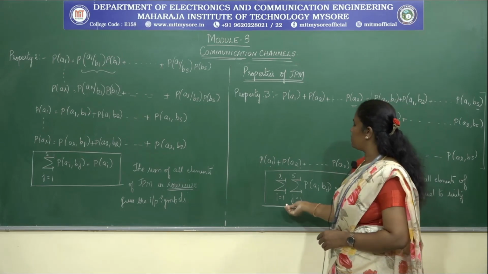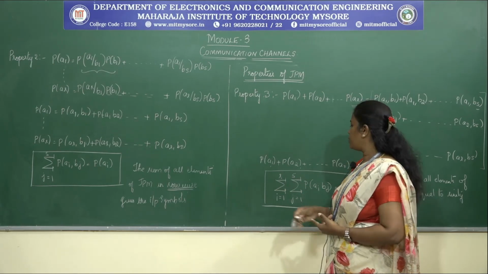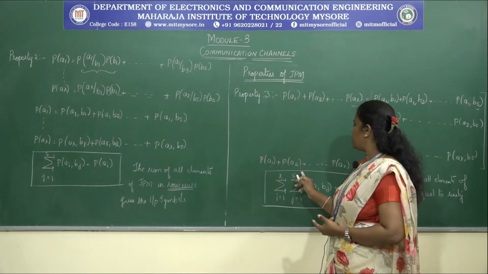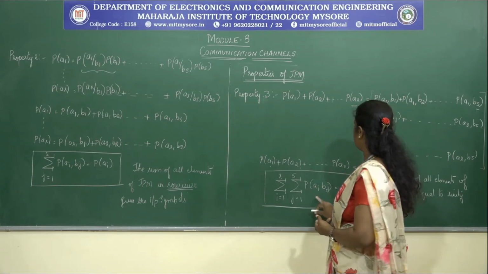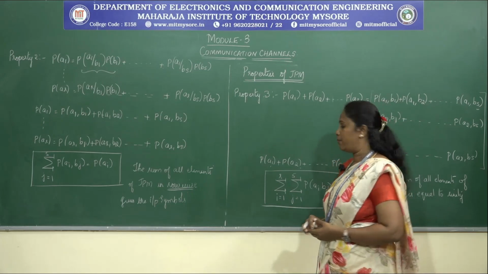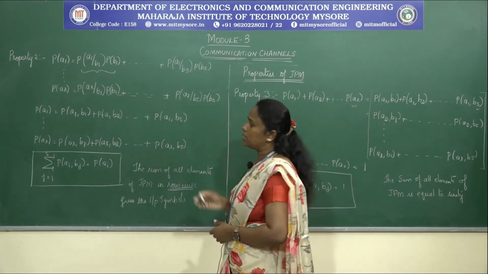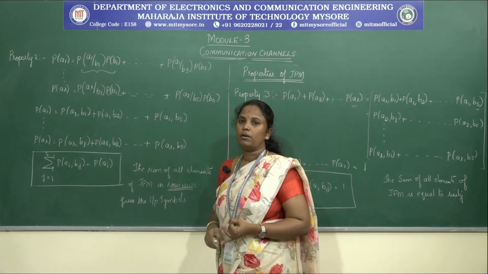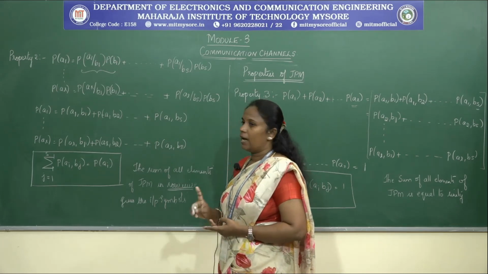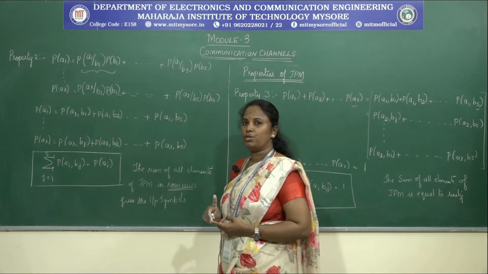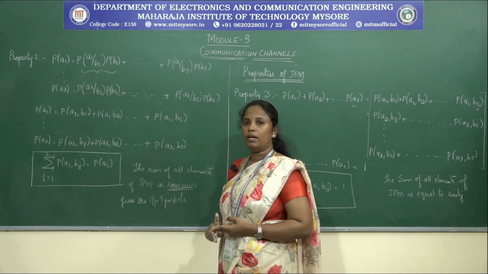So in general what I can write is the double summation of i equal to 1 to R, because we are considering both the input as well as the output symbols here, and j equal to 1 to S of P of Ai comma Bj, which is always equal to 1. That means the sum of all the elements of the joint probability matrix is equal to unity. So these are the 3 properties we have. One is with respect to the input, one is with respect to the output, and another one is with respect to your JPM, that is, the sum of JPM is equal to unity. If you are summing all the elements of JPM column wise, you are going to get the output symbols. If you are summing all the elements of the JPM row wise, you are going to get the input symbols.